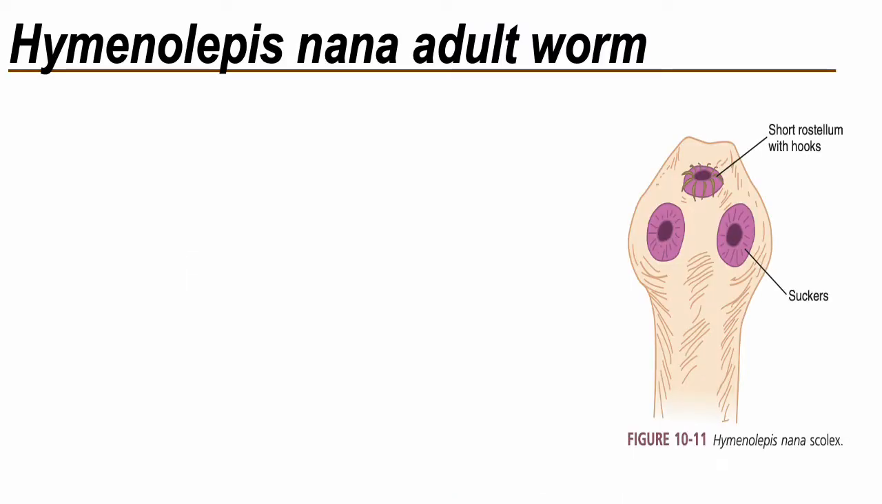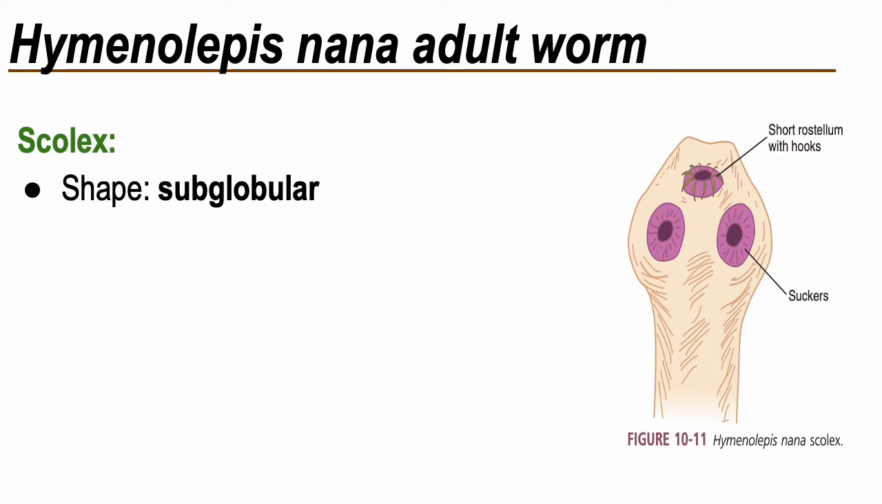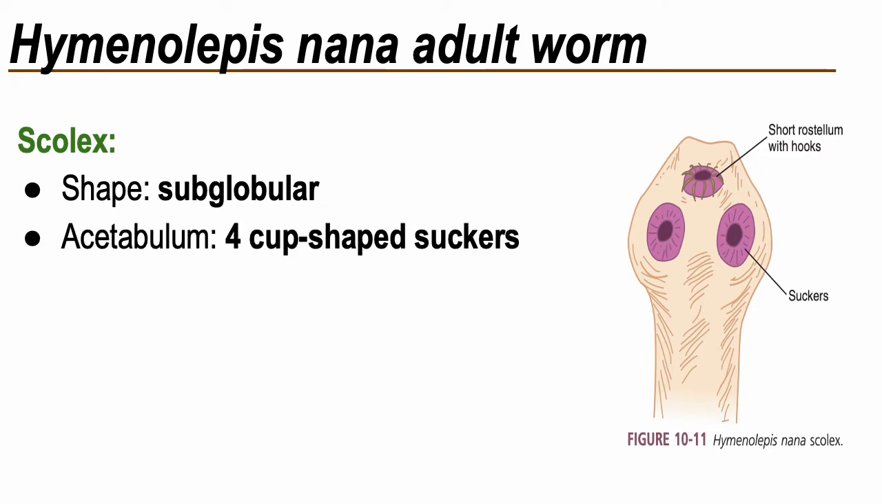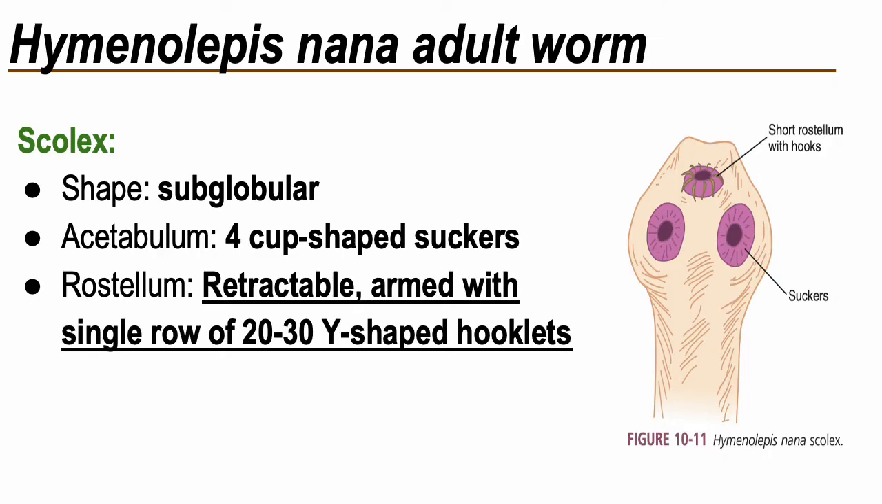Next is the adult worm of Hymenolepis nana. So for the adult worms of this parasite, the scolex is shaped as subglobular and contains 4 cup-shaped suckers similar to all cyclophyllideans. For the rostellum, it has a retractable rostellum armed with a single row of 20 to 30 Y-shaped hooklets. When we say retractable, that means it can withdraw or burrow deep inside the parasite.